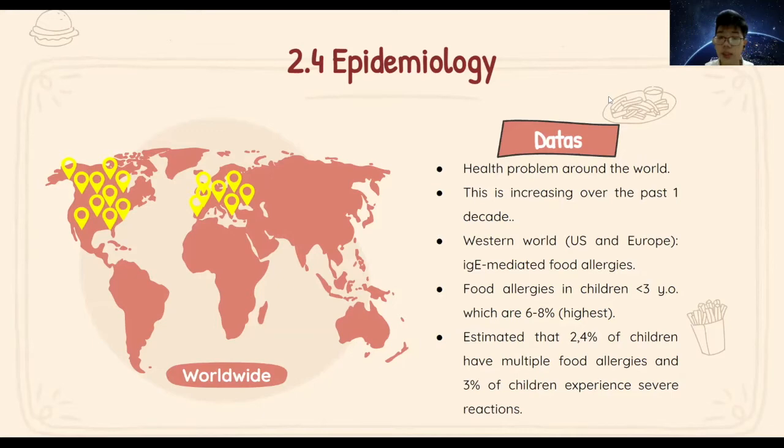The most common type of food allergy in the Western world is IgE-mediated food allergy. The prevalence in children below 3 years is 6 to 8%, and it is estimated that 2.4% of children have multiple food allergies, and 3% of them have experienced a severe reaction.